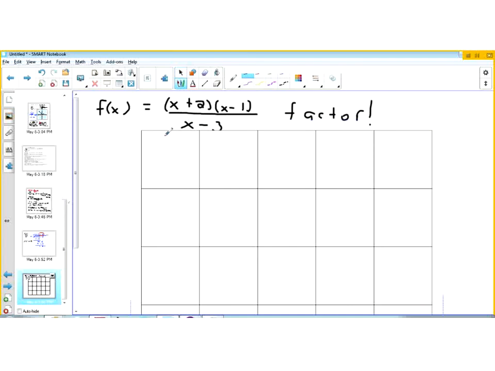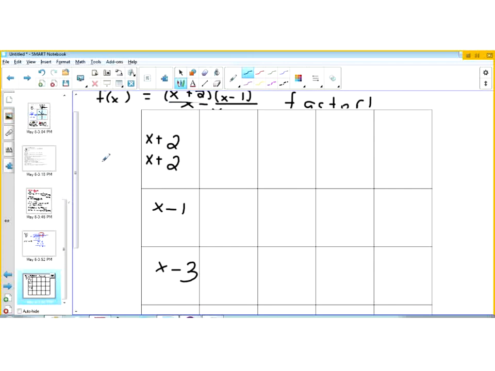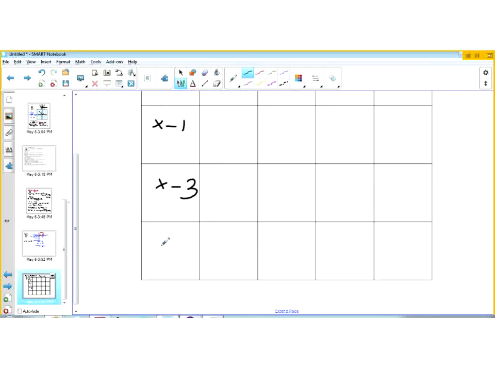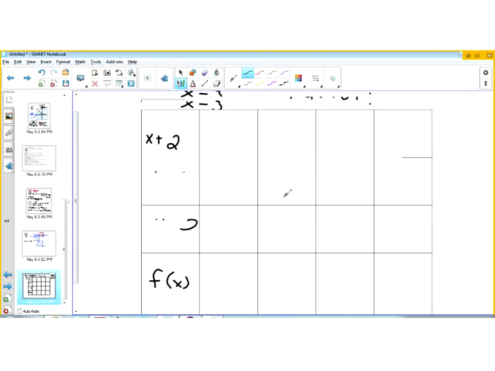In the first column of the table, we're going to put each of the prime factors that appear in f of x. So what we'll do is we'll put x plus 2 here, and x minus 1 here, and x minus 3 here. So you see in each of these cells, I'll put the prime factors. Now, if it turns out that one of these prime factors is repeated in f of x, then you'll repeat it here in this first column as well. Now, in the last cell of the first column, I'm going to write f of x. Like this.